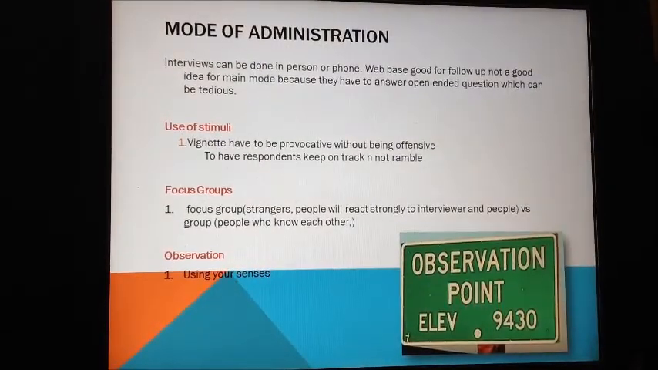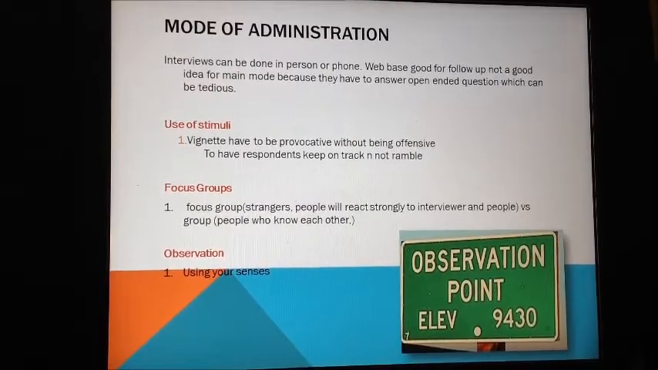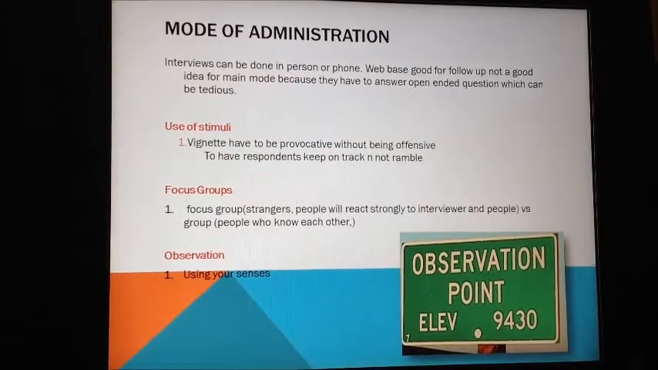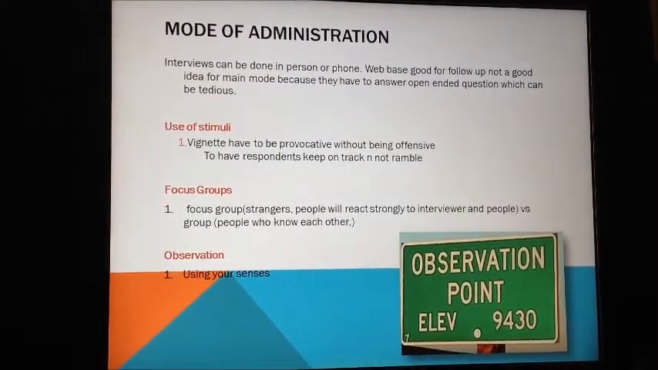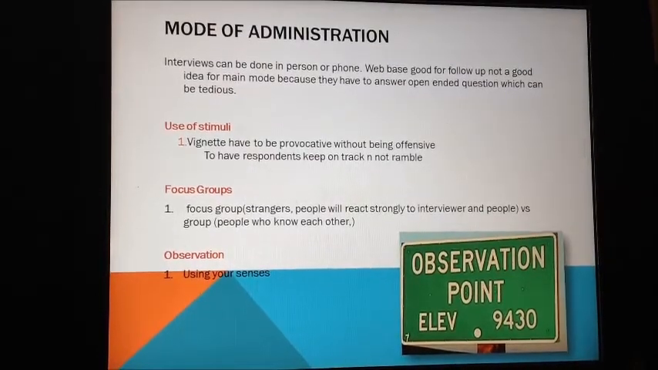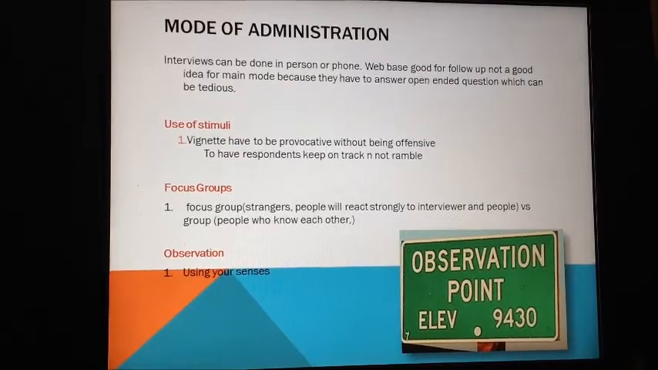Next, we have mode of administration. This is where the interviewers get their information from. Interviews can be done in person or by phone. Web-based is a good follow-up, but not a good main way to get information, because if there are some questions that are open-ended, then it may be tedious for the respondents to respond online.